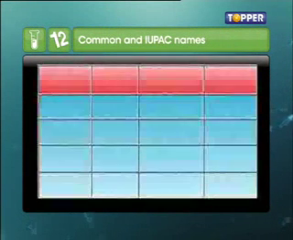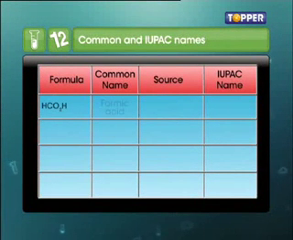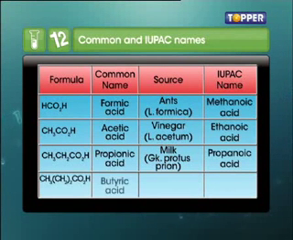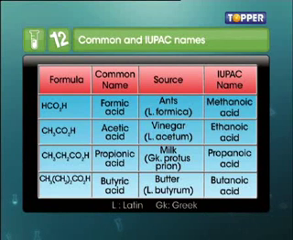The IUPAC nomenclature of carboxylic acids is fairly simple. We find the longest carbon chain, which includes the carboxyl group, and replace the E of the parent alkane with oic acid. Just be careful that the carbon of the carboxyl group is always given number 1.